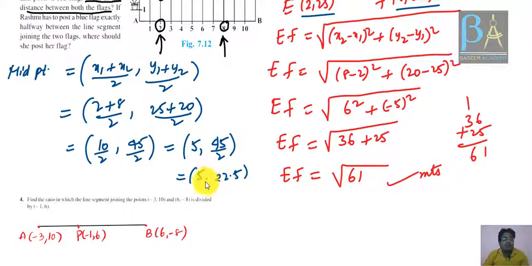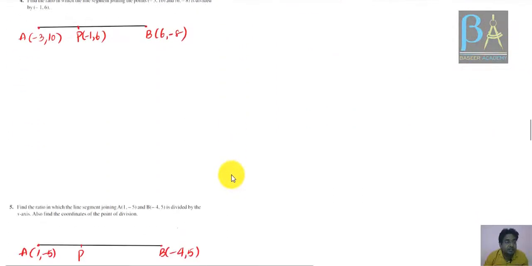So Rashmi has to post the flag. Rashmi has to place the flag at the point (5, 22.5). Now let's move on to the next question here.